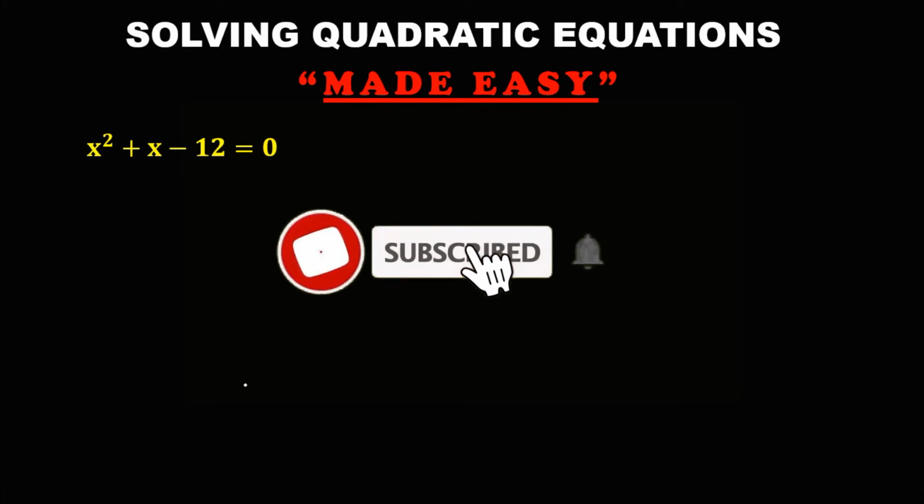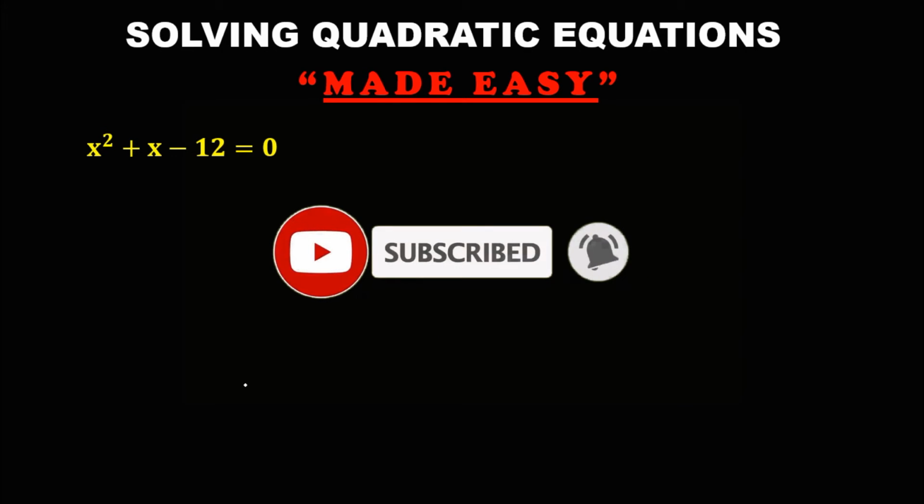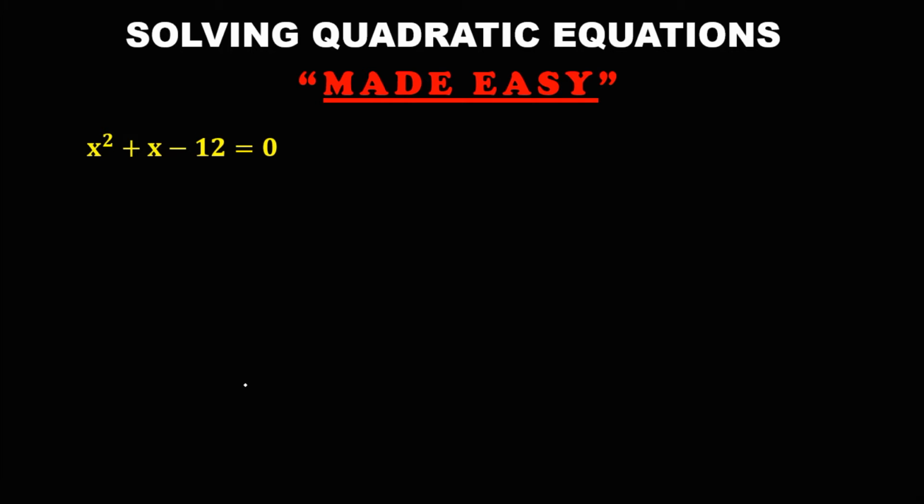Okay, so let's have this problem. In solving quadratic equations using factoring, from this given, first we need to find the factors of this quadratic equation. To find the factors, since the first term is x squared, we need to write x to both sides of the factors.